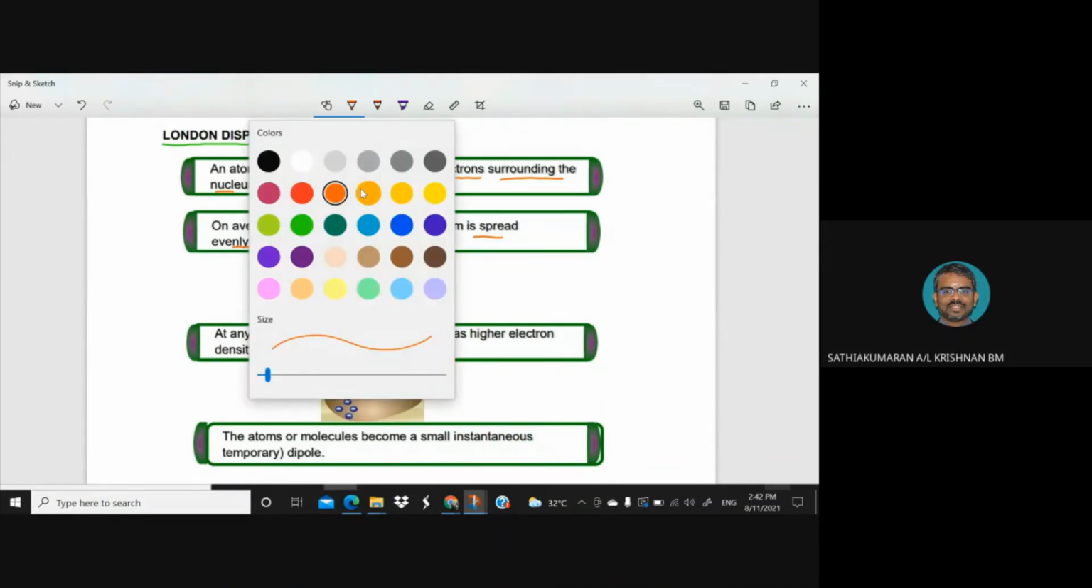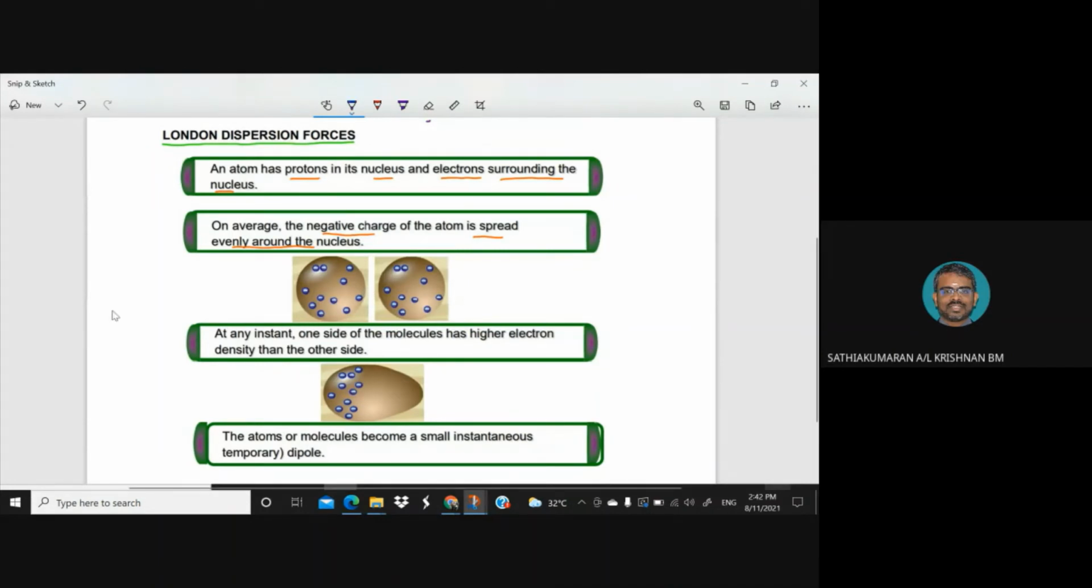Okay. How do we get a force? Because negative and negative, how to attract? Cannot. Same charge, how to attract? So here no force, because same charge, electron is moving. So how to get a dipole? I want to get a positive and negative dipole so that we can have a force.